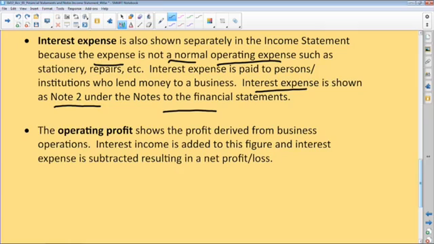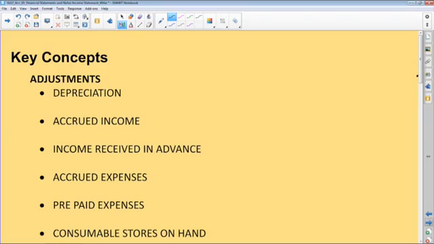The operating profit therefore shows you what you actually derived from the business operations. And obviously, you're going to add your interest income and you're going to subtract your interest expense, depending on whether the company had made a profit or a loss. Okay. Now, I want you to take 2 minutes, discuss with your peers, discuss with your friends these adjustments that you see in front of you. Go for it.